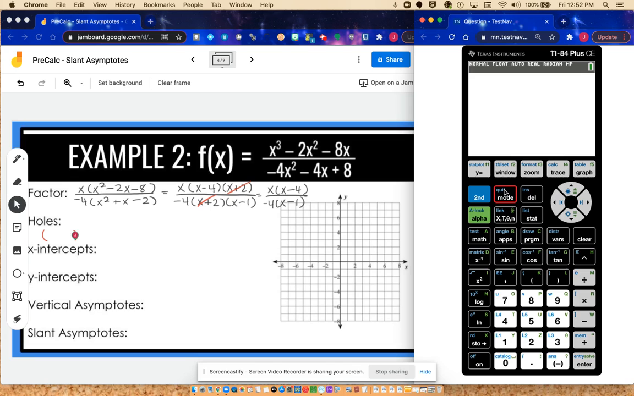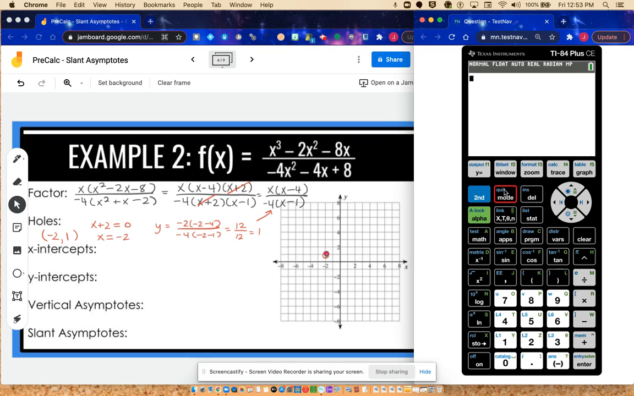Remember, our hole is just a point. The x value comes from setting what canceled equal to 0, so x is negative 2. And then we're going to plug that negative 2 into the factored form to find the y value. So that's negative 2 times (negative 2 minus 4) over negative 4 times (negative 2 minus 1). So that's going to give us, let's see, negative 2 times negative 6 up top is 12. And that's 12 also on the bottom. We're going to get 1 here. So we'll have a hole at (negative 2, 1).